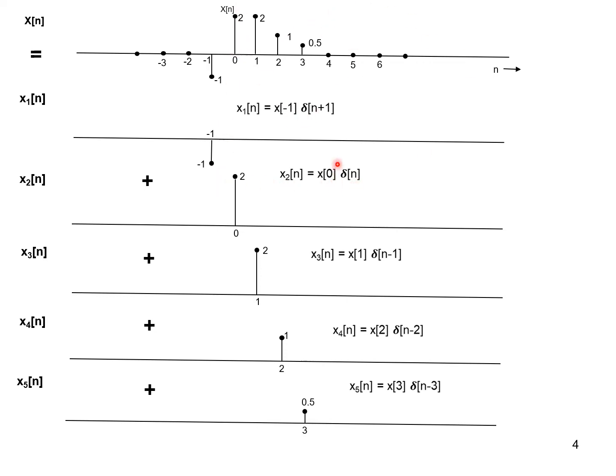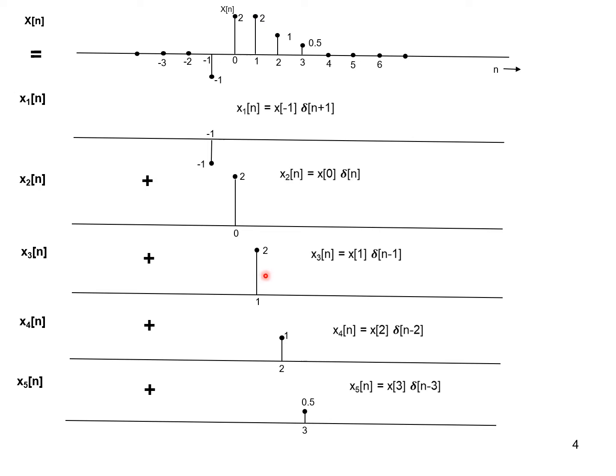Likewise, I'll go on multiplying this main signal with different shifted impulses. The next impulse I'm going to multiply is delta n minus 1. That means the impulse occurring at n equal to 1. If I multiply delta n minus 1 with x of n, I can separate this sample. I separated it here.